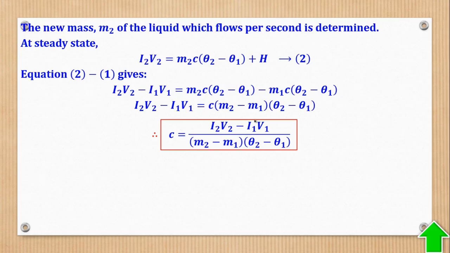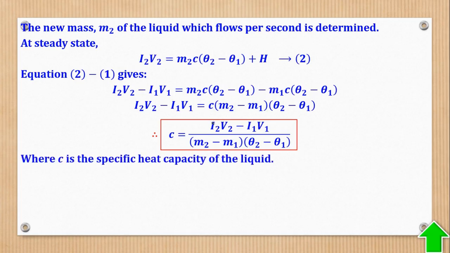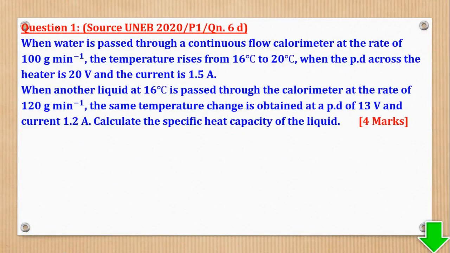So that is how we get specific heat capacity using the continuous flow method. The continuous flow method, in summary, involves getting two equations and solving them simultaneously. When you master that, then you are good to go. So with that, let's go through these questions.